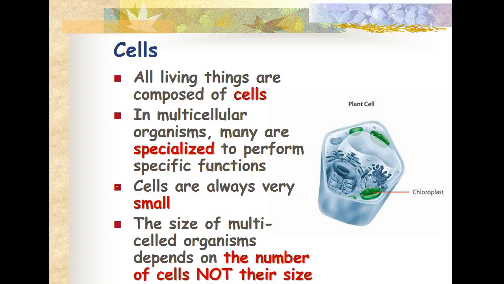So, heart cells have a specific job to do. Bone cells have their specific job to do. Kidney cells, brain cells, even though they're cells, they always have their own specific jobs to do. So a bone cell can't do what a heart cell does, and a heart cell can't do what a bone cell does.